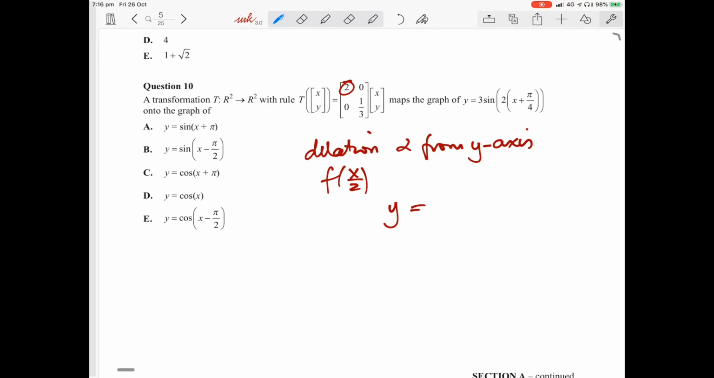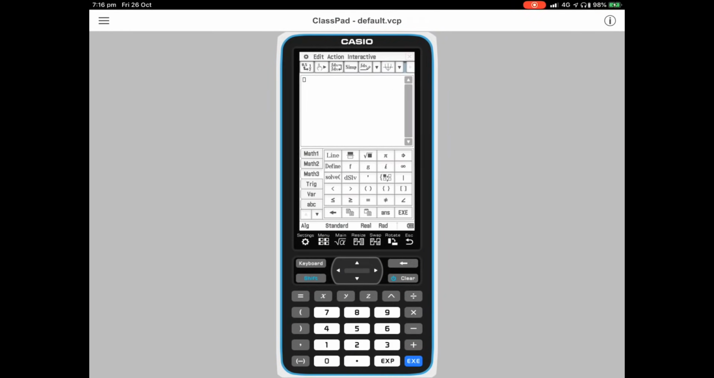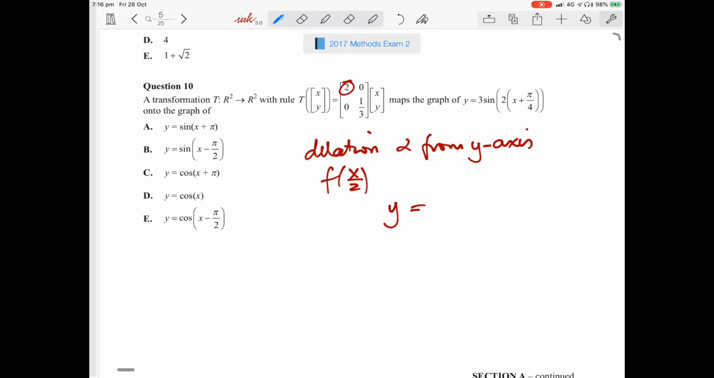This is another one that you could define and then just do these transformations in your CAS. What I mean is 3 sine of 2x plus pi on 4. Make sure your calculator's in radians as well. 3 sine of 2x plus pi divided by 4. Define. Let's make sure it's the same.